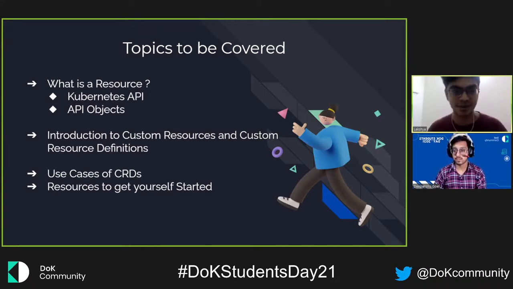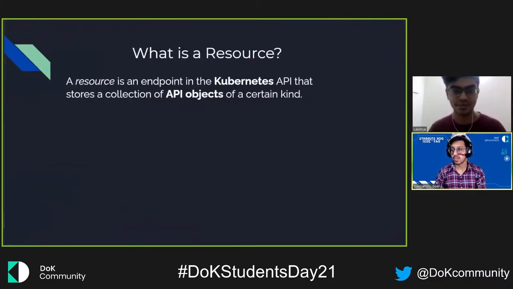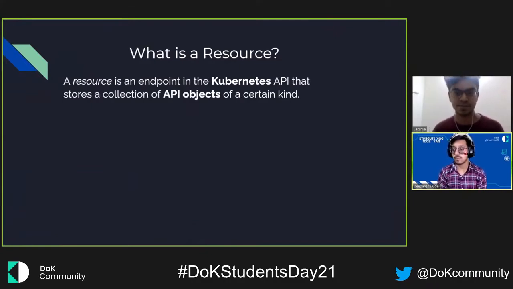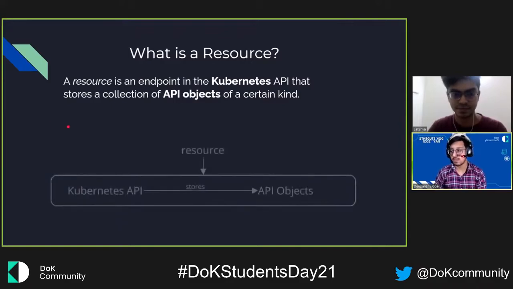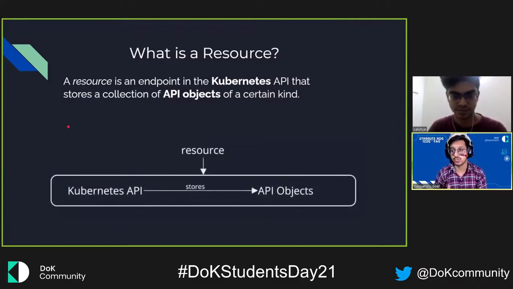So let us first understand what is a resource. Okay, so what is a resource? A resource is an endpoint of the Kubernetes API that stores a collection of API objects of a certain kind. For example, take Facebook, which we all use. It stores the data of millions of users, and those millions of users are the API objects stored by the Facebook application. So the Facebook application provides different APIs for different API objects for storing them.